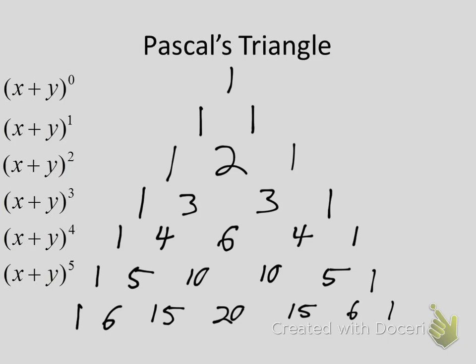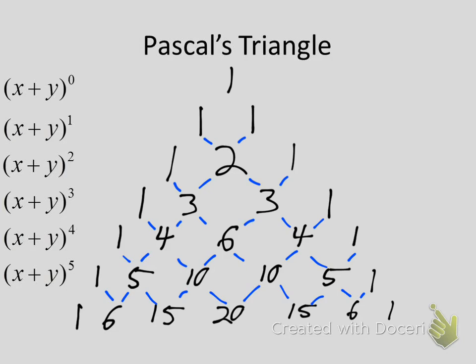Adding what, Cozy? Adding the 2 above it. There you go. What's 1 plus 1? 2. What's 1 plus 2? 3. What's 1 plus 3? What's 3 plus 3? 3 plus 1. See that now? 1 plus 4, 4 plus 6, 6 plus 4. And then it's on like that down the way. Okay. So that's how you build that triangle.